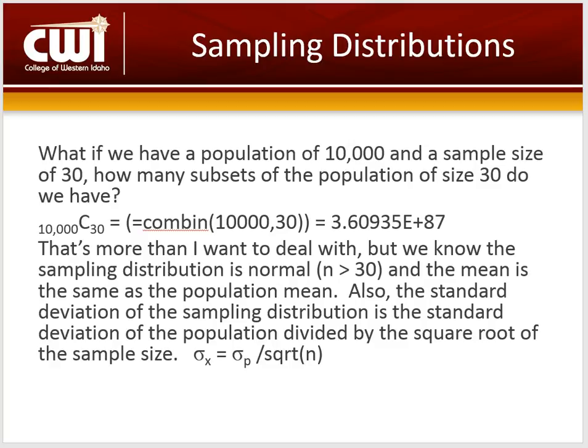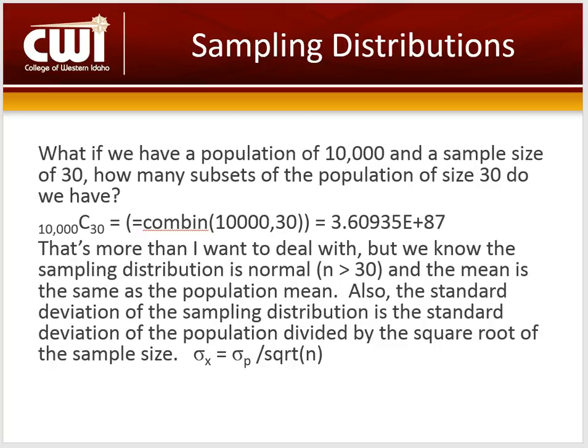Our example uses a population of 10 and a sample size of 2. What if our population size is 10,000 and we have a sample size of 30? How many subsets will we have? The combination of 10,000 items taken 30 at a time is an easy calculation in Excel. The result is 3.60935 times 10 to the 87th power. That is an immense number. We could never find each value and build a frequency table.